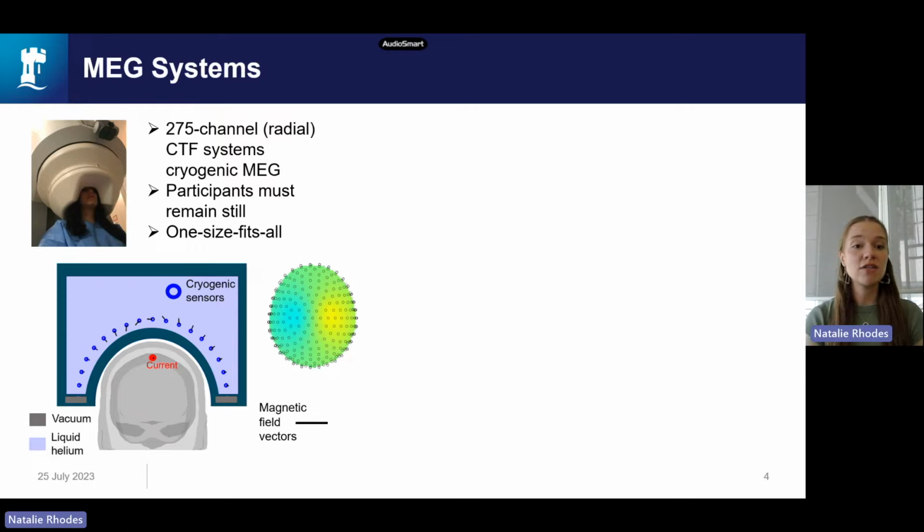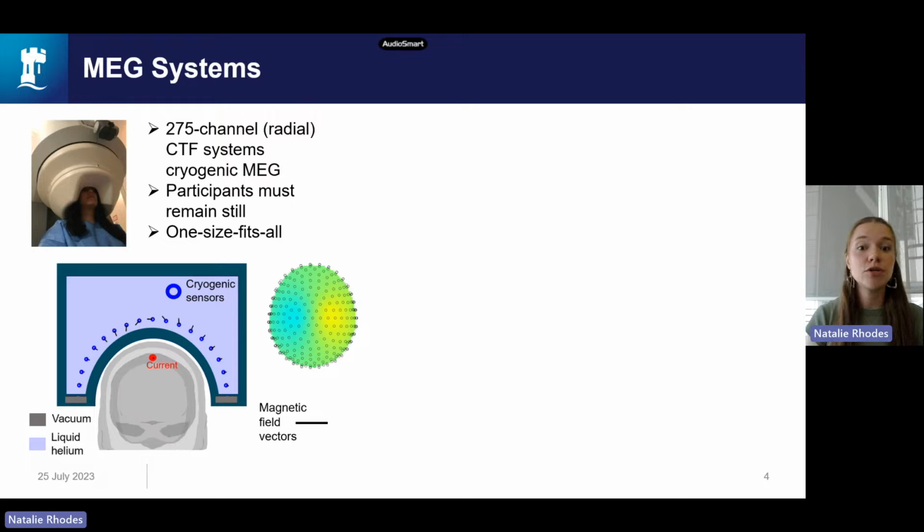And what we have is this big dewar of liquid helium that's holding all of these sensors that are very sensitive to these tiny magnetic field changes. But because they have to be kept cryogenically cooled, the sensors must be kept further away from the scalp and held in this rigid one-size-fits-all helmet. And participants have to remain perfectly still. So this has a few problems.